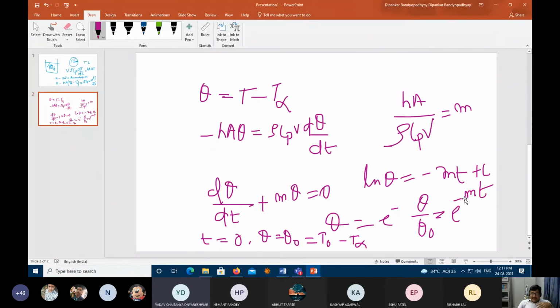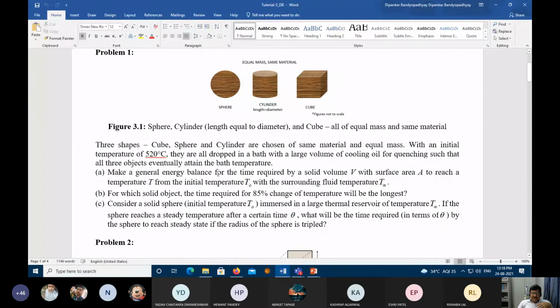So did I get that? M has the heat transfer coefficient, theta 0 corresponds to T0, and theta and theta 0 both correspond to T0 and T infinity. M has all the parameters like h, A, rho, Cp, V. So as you read, essentially I have to make a general energy balance for a solid of volume V and surface area A to reach a temperature T from the initial temperature.